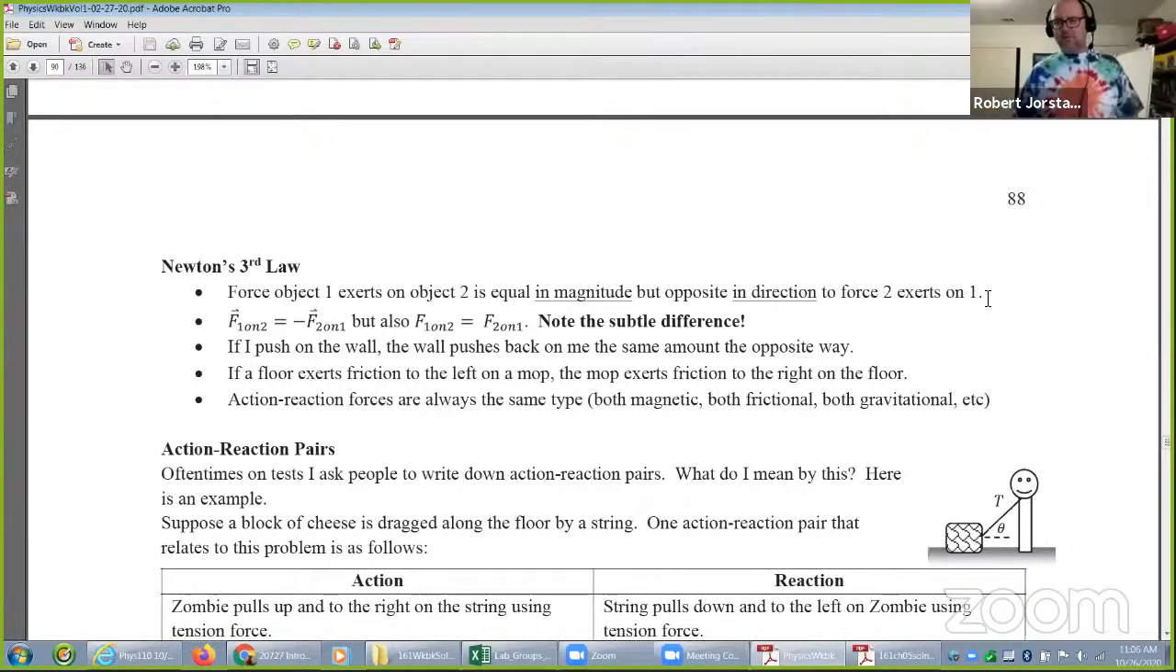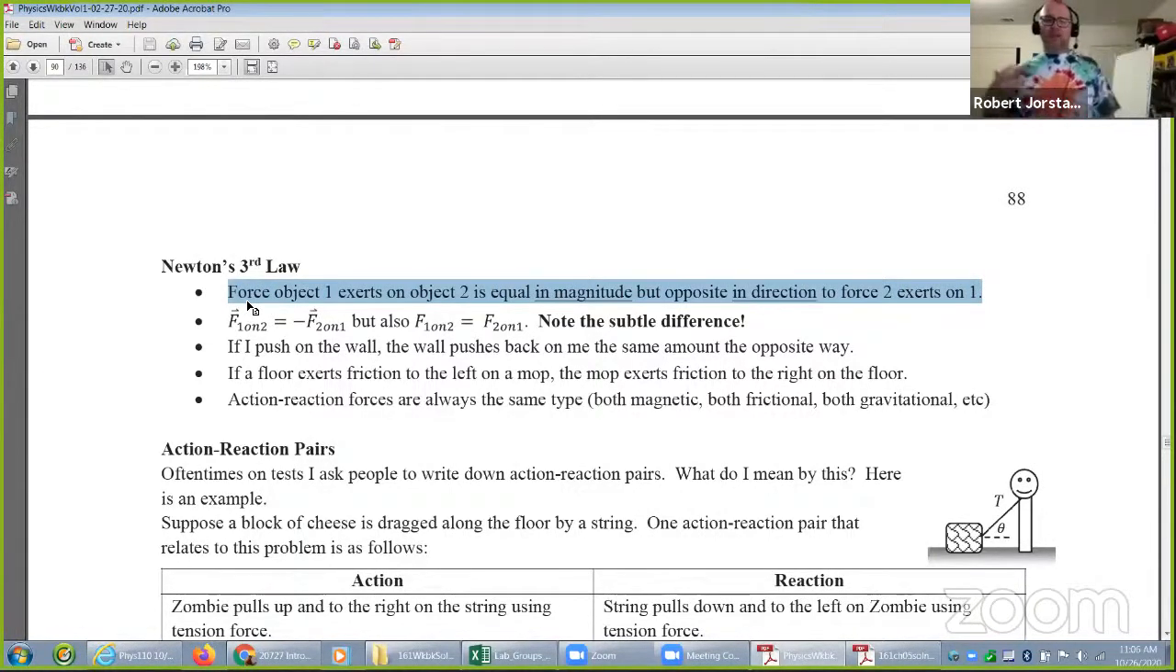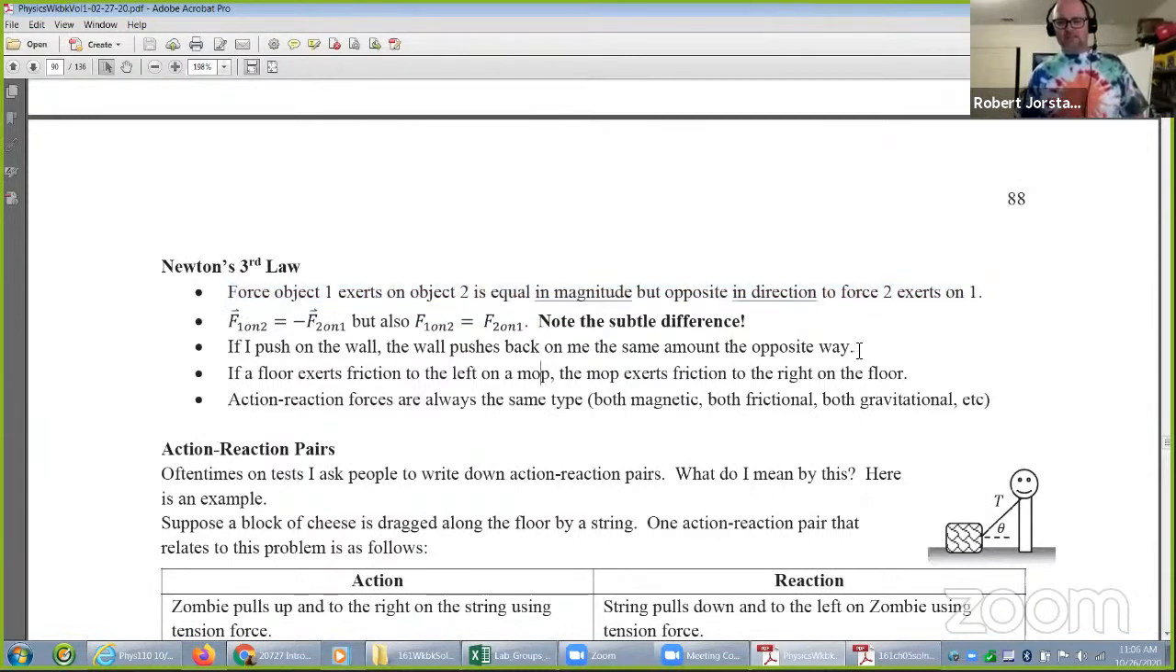Most students have probably heard this at some point in your life where you say, every action has an equal but opposite reaction. And so, yeah, I like to think of it this way. If I push on a wall, the wall will push back on me the same amount in the opposite way. And you could do this. I did another example. A floor exerts friction on a mop. Well, the mop exerts friction on the floor.